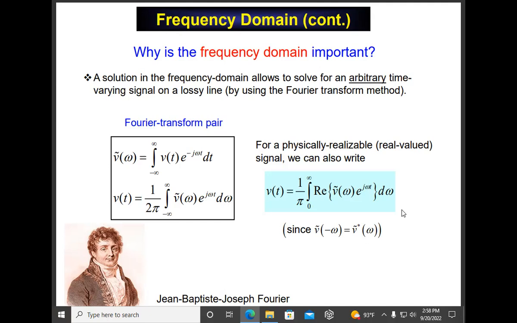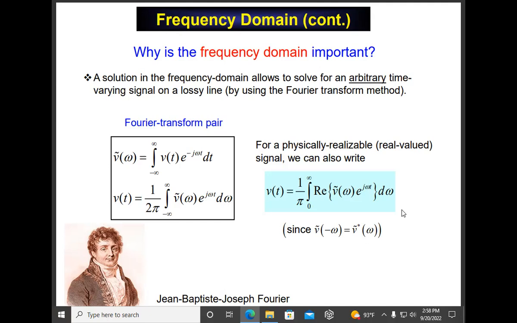Now, if the line happens to be lossless or low enough loss that you can treat it as lossless, this is overkill, right? You might as well use what we just finished talking about, the bounce diagram and all that kind of stuff. But if the loss is important, then the Fourier transform method allows you to solve for even an incredible amount of loss on the line. Okay, so it's a more powerful, more general method of solving the problem.